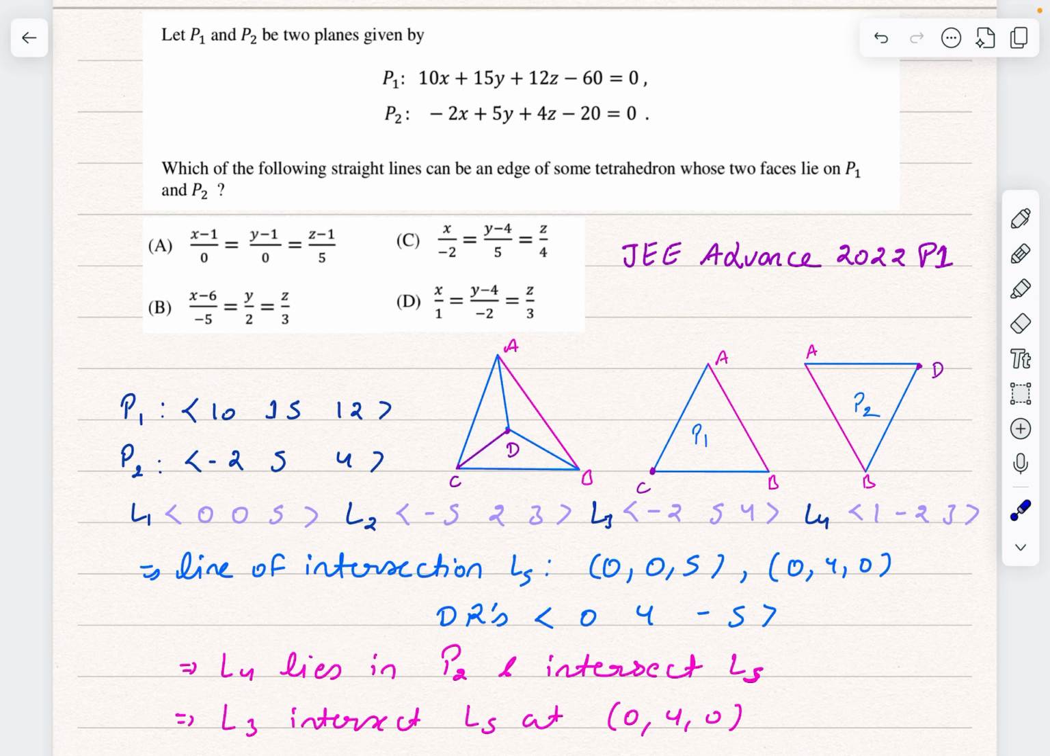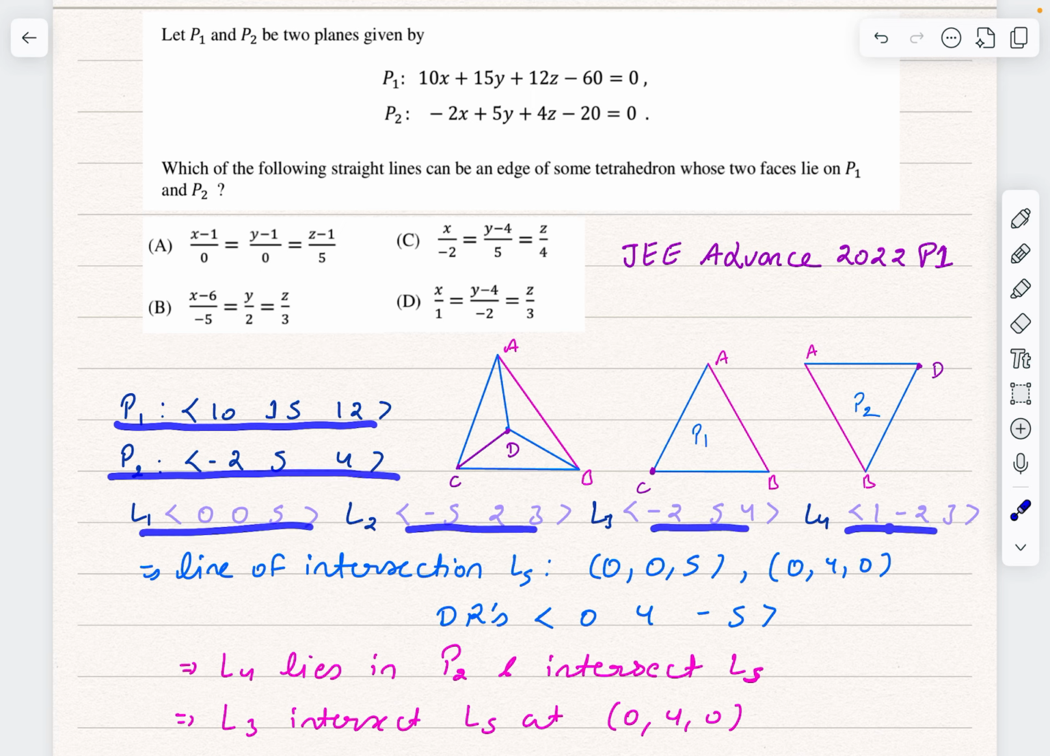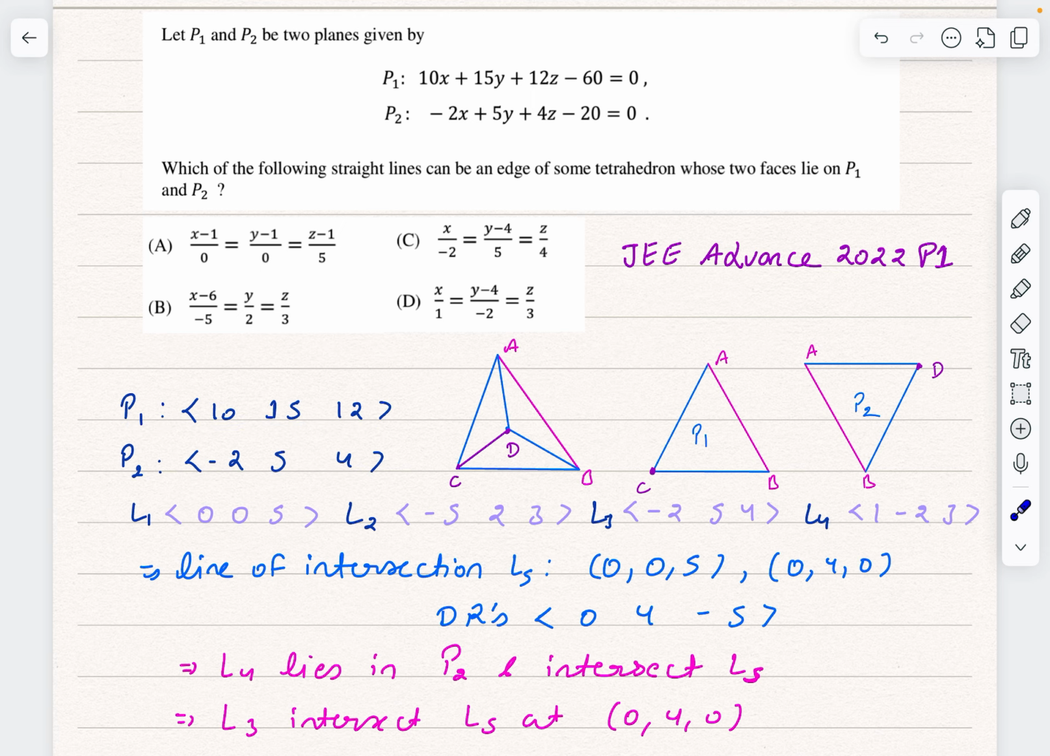Now, how do we check which of the following lines could be an edge of the tetrahedron? First of all, we just write the DRs of the normals of the planes and the DRs of the lines. And the first thing I'll do is find the line of intersection of P1, P2, because you can say the line of intersection of P1, P2 must be an edge. So maybe one of the options would be the line of intersection directly.